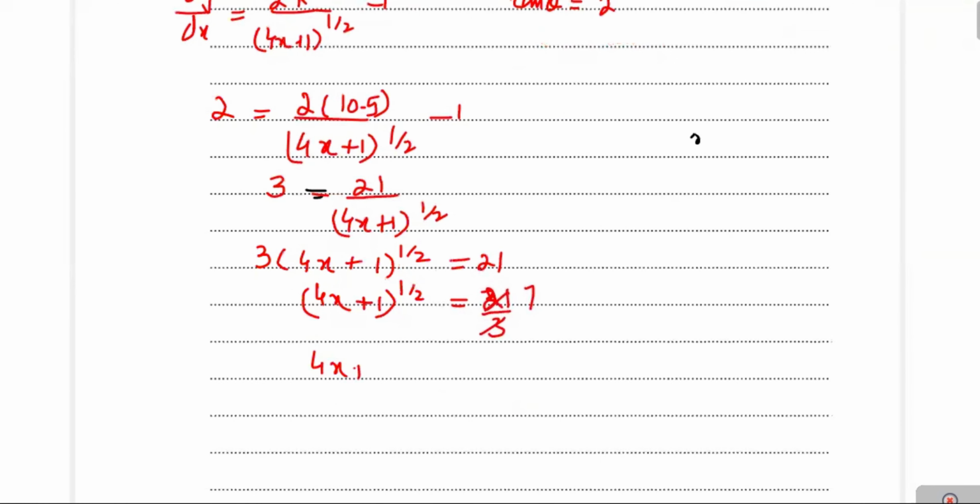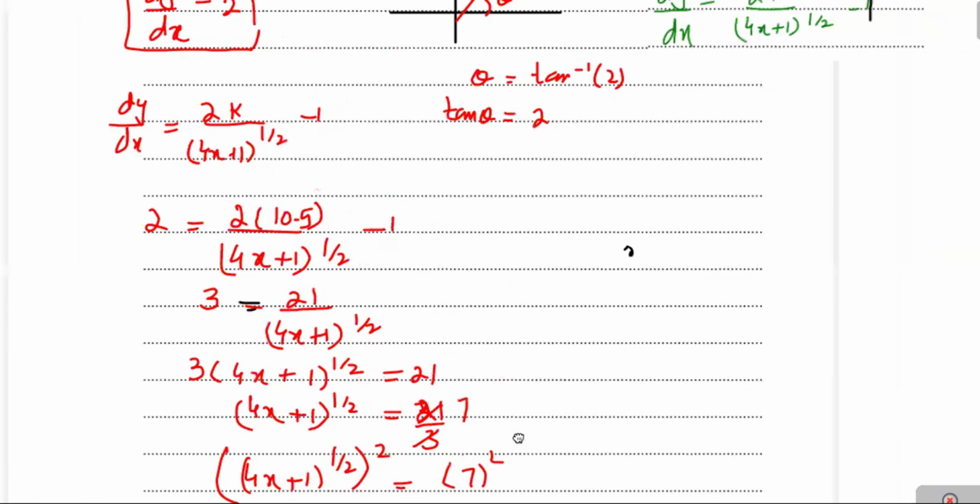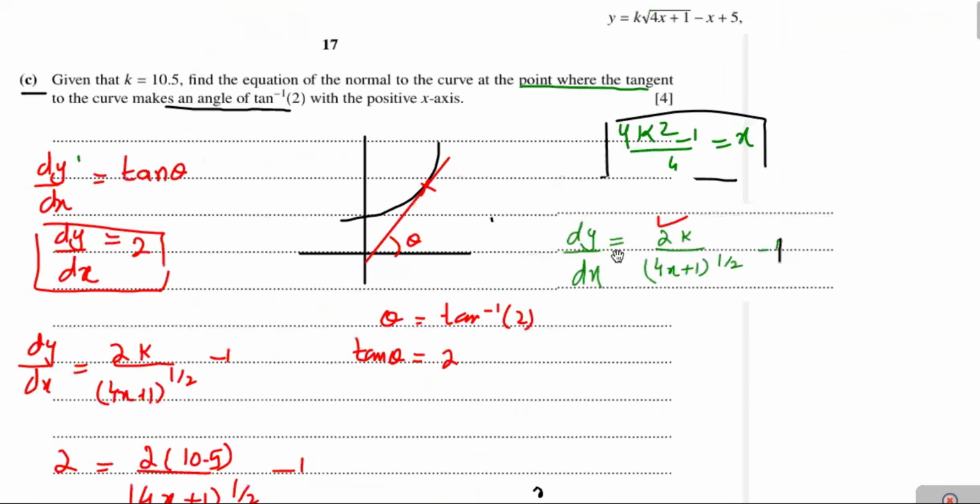And we take the square on both sides. We get ((4x + 1) power 1 over 2) whole squared and 7 squared. Now that's equal to 4x + 1 equal to 49. Therefore 4x equal to 48, x equal to 12. Now to find the value of y, we put the value in this equation.